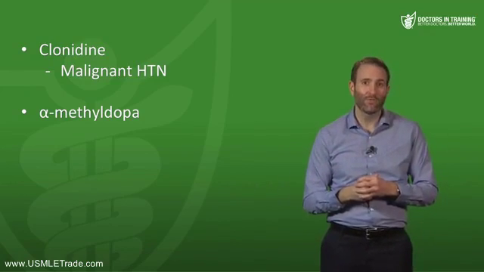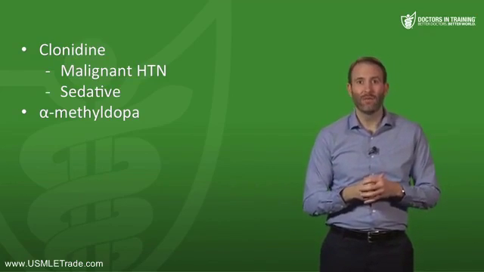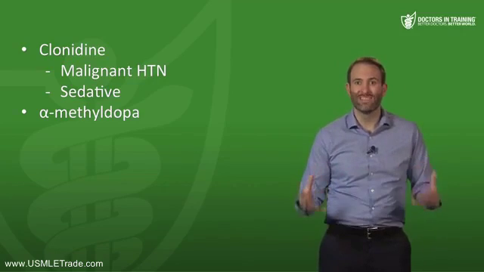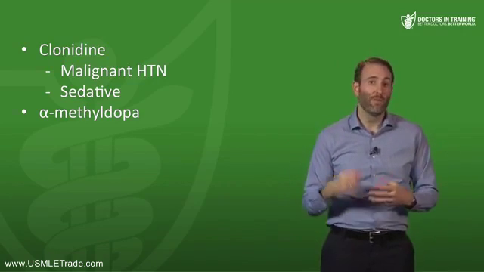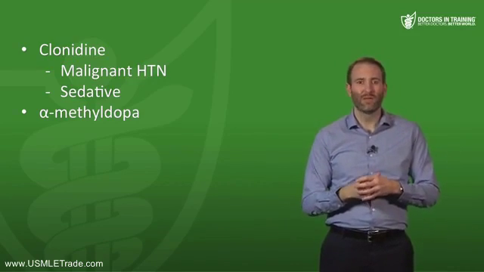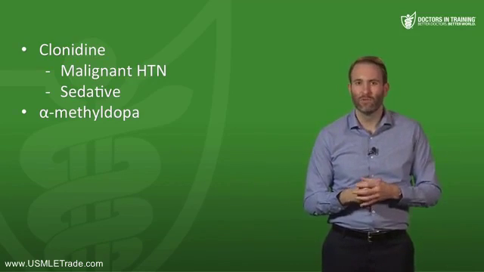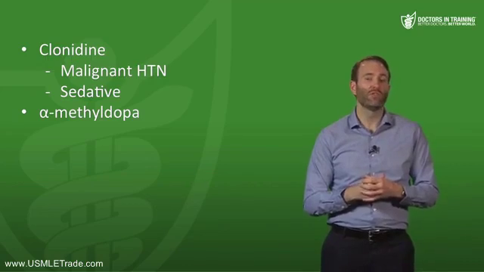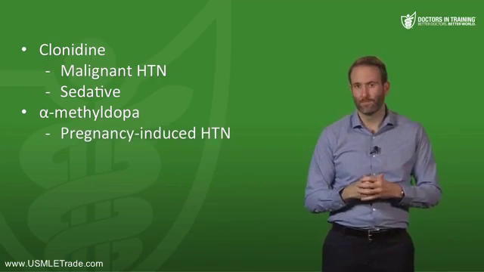Now clonidine is sometimes used as a sedative, and again that makes sense because it's decreasing the overall sympathetic tone in the body. Now methyldopa, again, not used very often for hypertension by itself. Sometimes it's more like third or fourth line if you're having problems with other medications, but it is still sometimes used in pregnancy-induced hypertension. All right, guys, that brings us to the end of the lecture part.